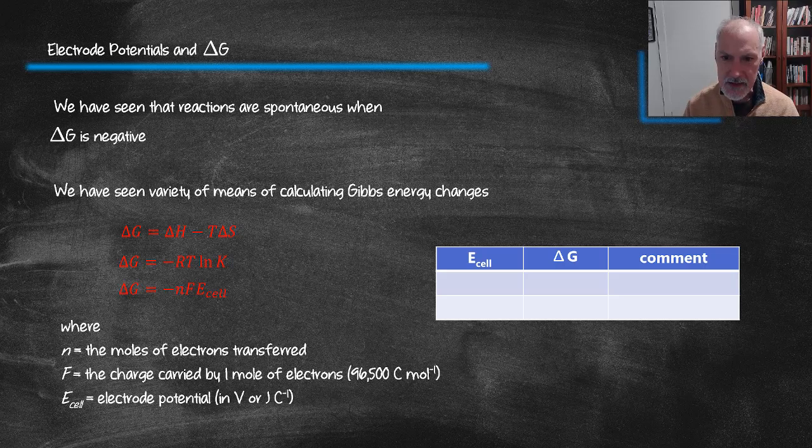If we take a look at an E cell where we have a positive value, that would then give us a negative value for delta G. That would then be a spontaneous situation. If we have a negative value for our E cell, we'll end up with a positive value for Gibbs free energy, and such reactions would not be spontaneous.